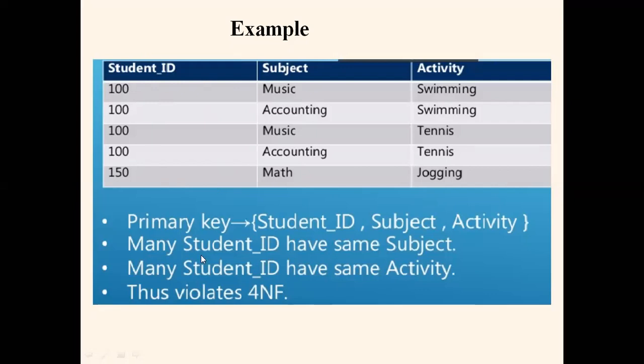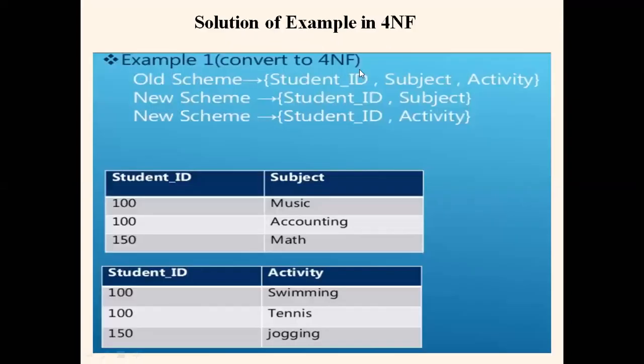So what it says: many student IDs have the same subject. Yes, the same subject. Many student IDs have the same activity. Yes, so this violates the third norm. So it is in second normal form, and it violates the fourth normal form. So how do we convert into fourth normal form?